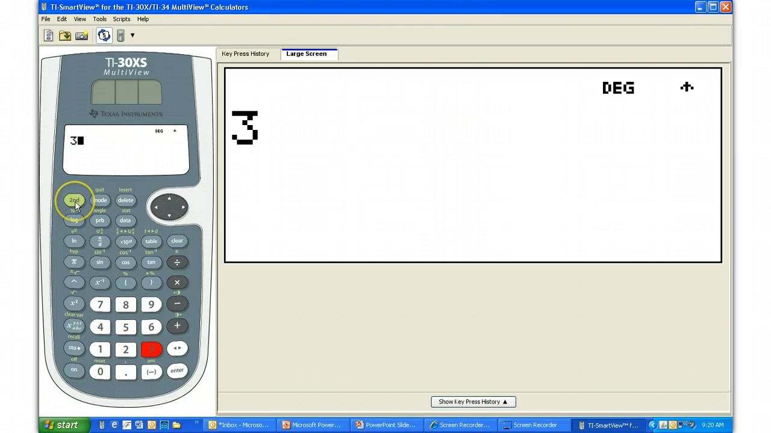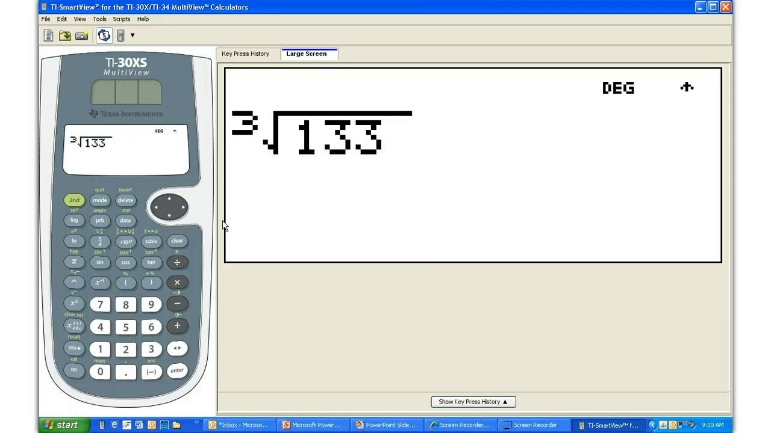Okay? Then I hit second, caret. If you see above the caret, it has this little x root symbol. So whatever number you had becomes the root. So now I can just go ahead and type in 1,331. So that's going to give me the cube root. So I'll just hit enter. So in this case, I got 11. All right?